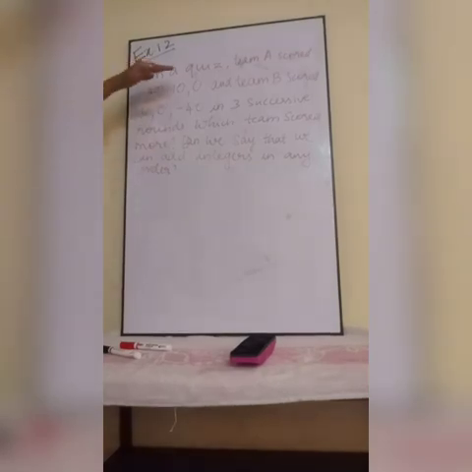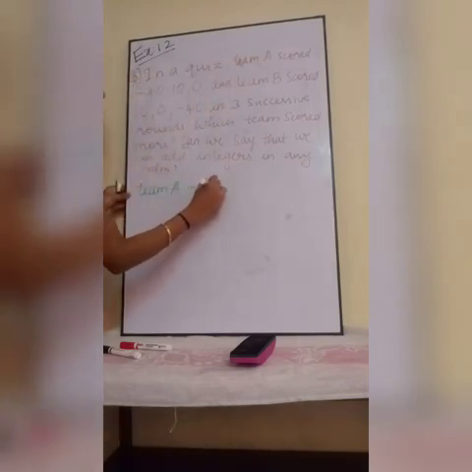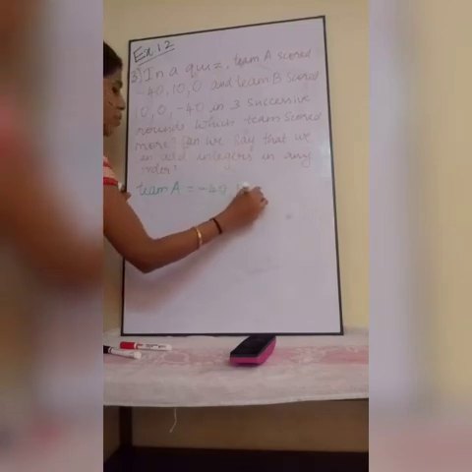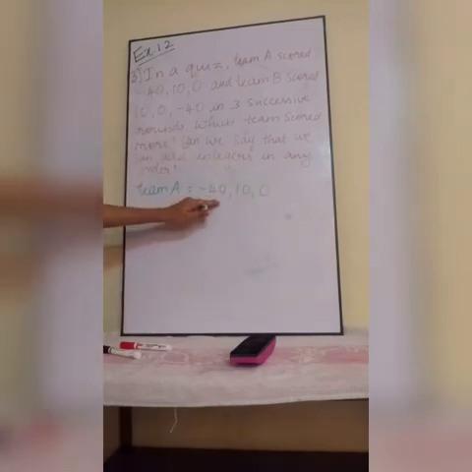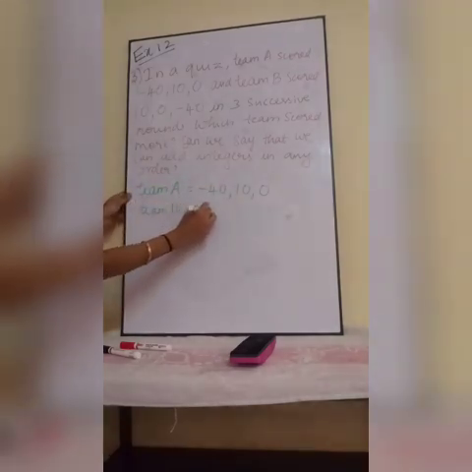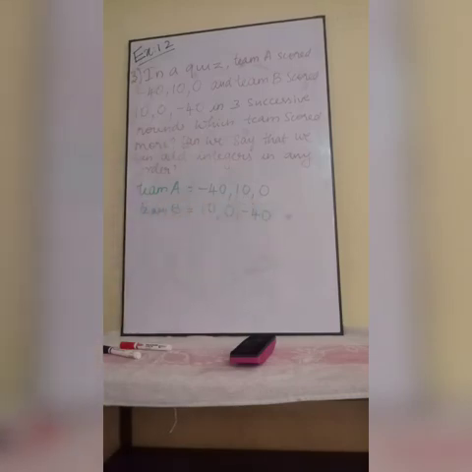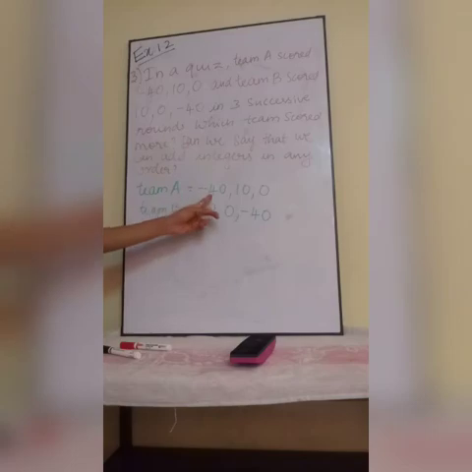Okay, in a quiz, Team A scored minus 40 comma 10 comma 0. Okay, minus 40 comma 10 comma 0. Then Team B scored 10 comma 0 comma minus 40 in 3 successive rounds. In the first round it scored minus 40, in the second round 10 marks, in the third round 0 marks.